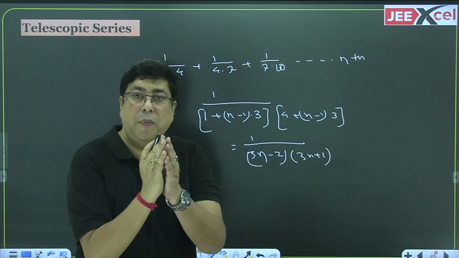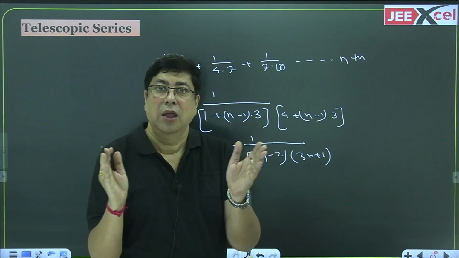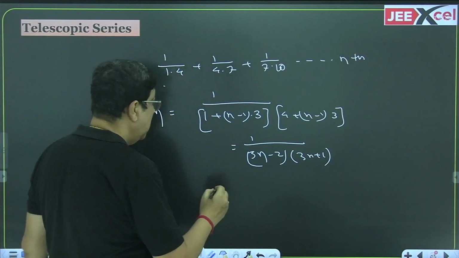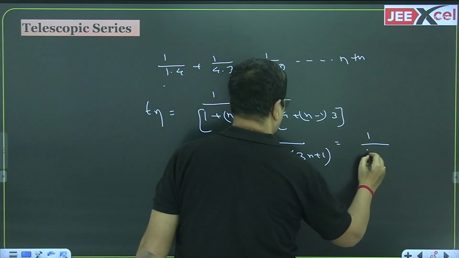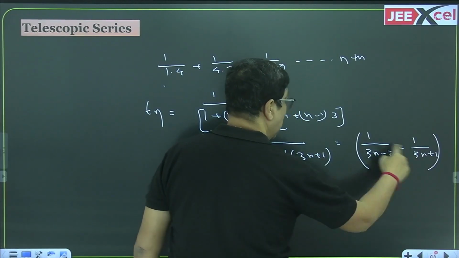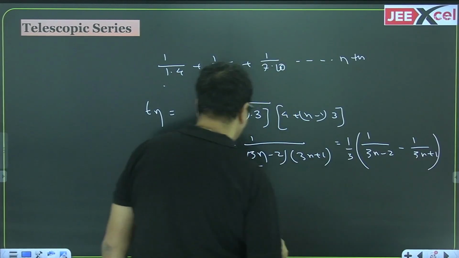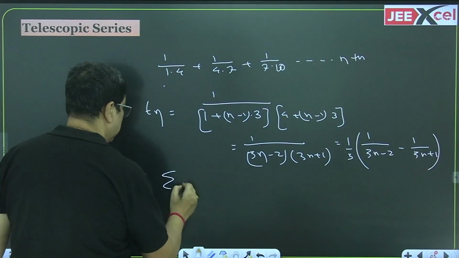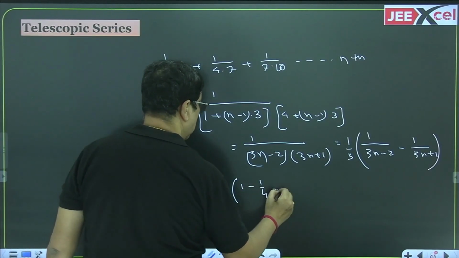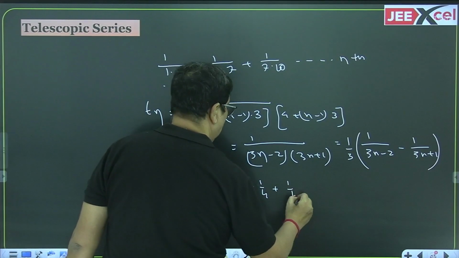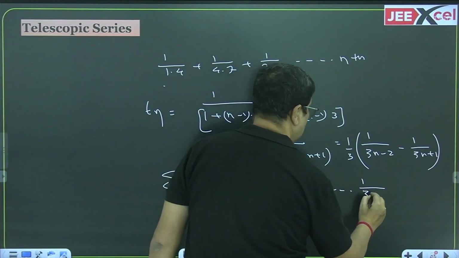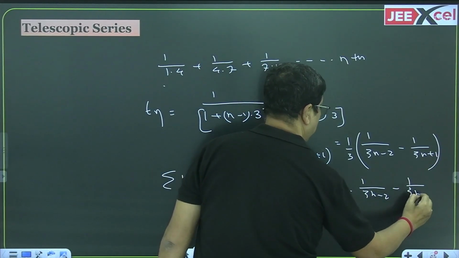Okay, so we have to partially separate in such a way that there should not be any n in the numerator. So what will we do here? In this case, 1 by 3n minus 2 minus 1 by 3n plus 1. And if we do the LCM, we are seeing that 1/3 is coming. Now, if we apply summation, what is coming? 1 minus 1/4 plus, if we put n equal to 2, 1/4 minus 1/7, continuation, and remaining 1 by 3n minus 2 minus 1 by 3n plus 1.